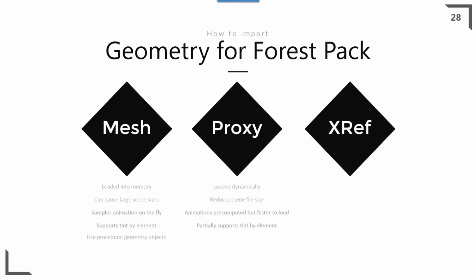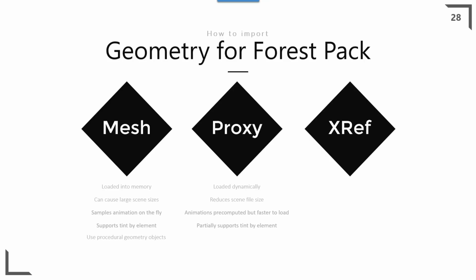A lot of artists will prefer to save things into proxies. There's no need to do so from a rendering perspective because Forest Pack does this on the fly automatically. But proxies have the benefit of being able to keep your file sizes very, very small. And also, they have their own modes for displaying low poly geometry in the viewports. They're also loaded dynamically when they're needed rather than loaded into memory, so that's a saving.